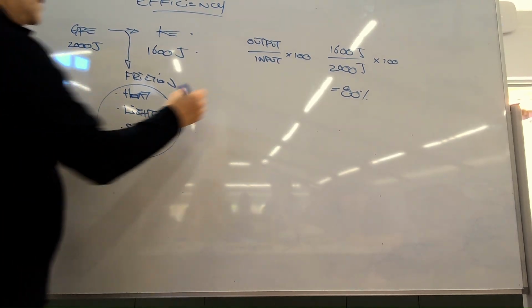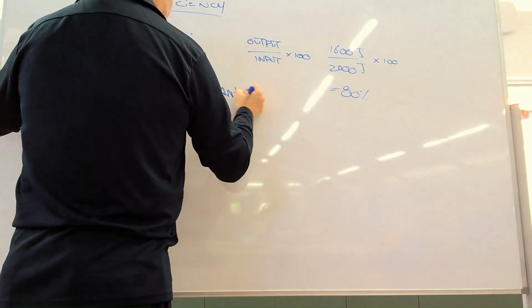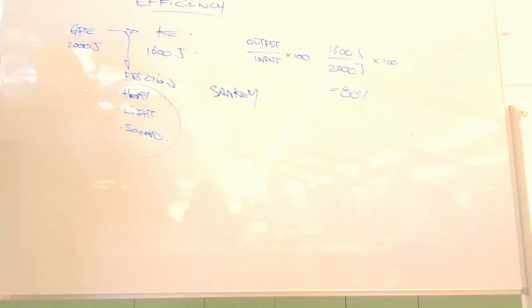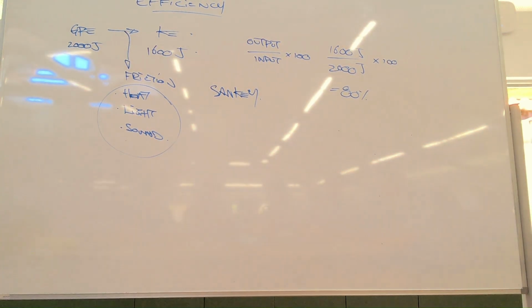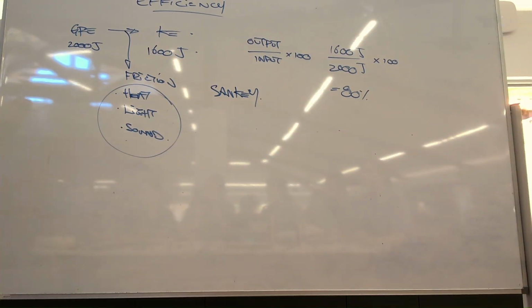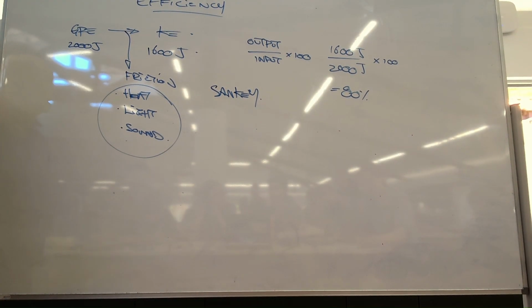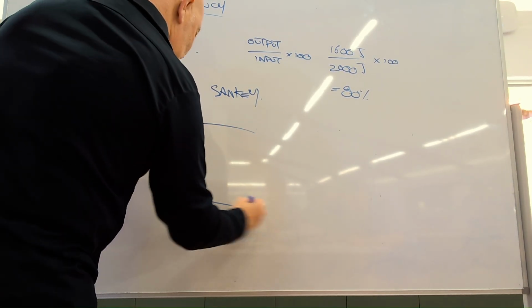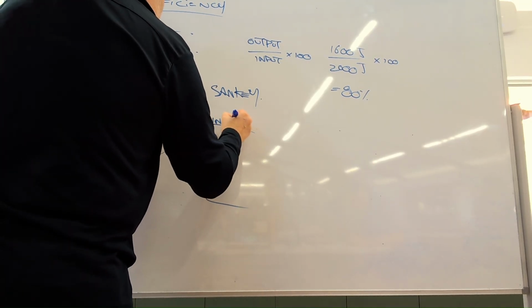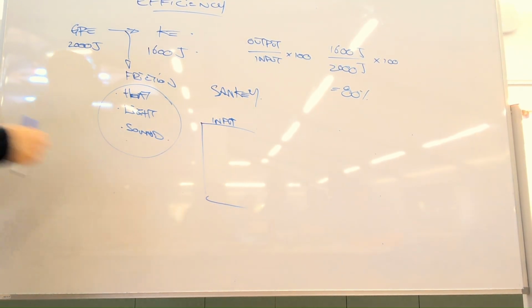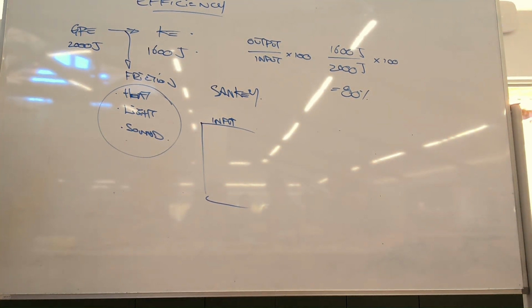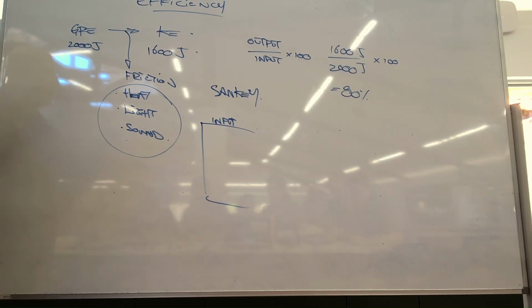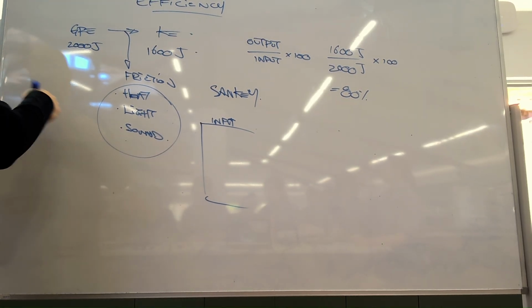Now, this was when we get up to the Sankey diagram. Now, in a Sankey diagram, the thickness of the line matters. So if I did this in a Sankey diagram, here would be the input. The thickest line is the biggest amount.